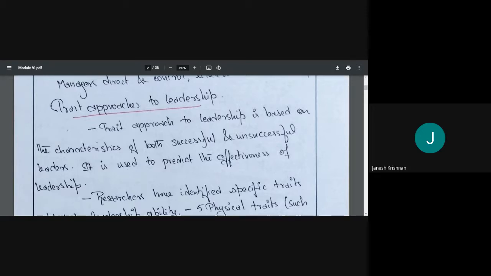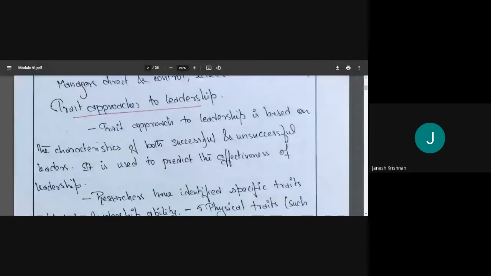So the trait approach to leadership is based on the characteristics of both successful and unsuccessful leaders. It's used to predict the effectiveness of leadership. What the researchers do is make a list of successful leaders and unsuccessful ones, and see what factors influenced them to become more successful, and what factors led to them becoming unsuccessful. Researchers have made a list of them, and it can be used to predict the effectiveness of leadership.